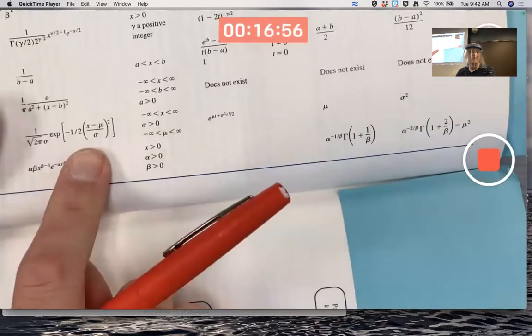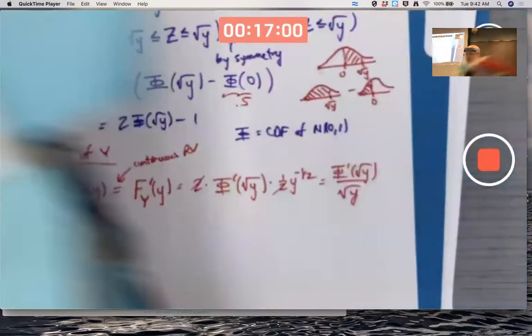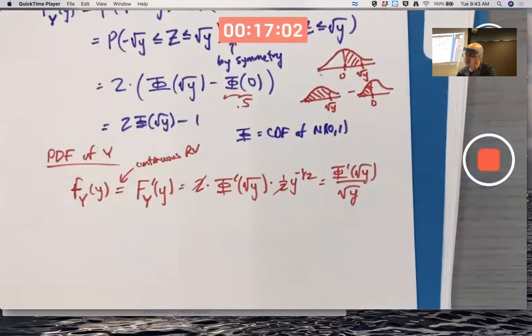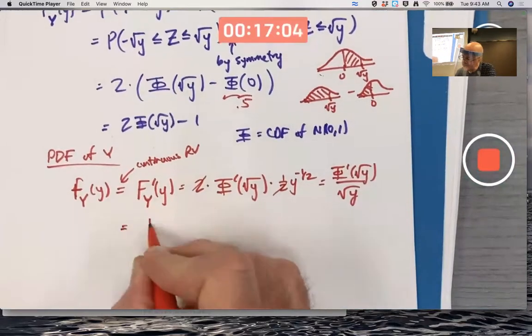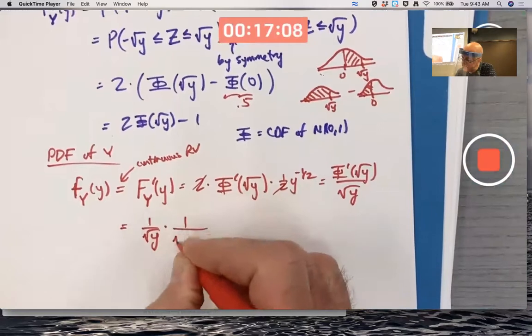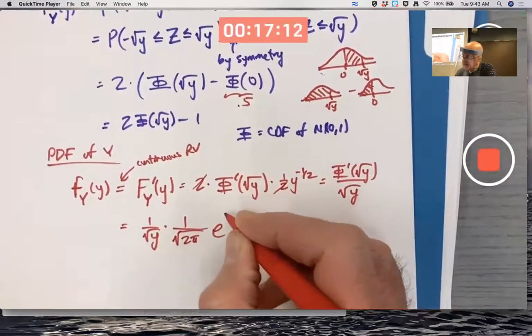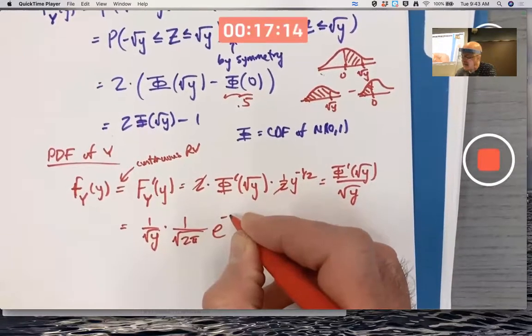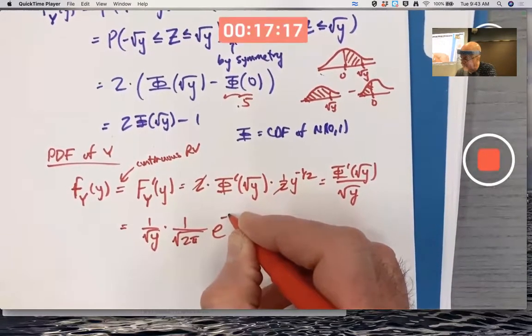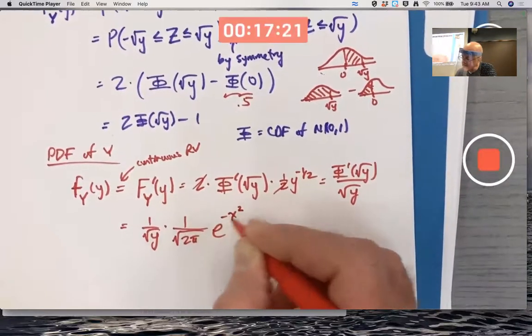this function when mu is 0 and sigma is 1. Let's write it as e to a power. I'll bring this 1 over square root of y out in front. 1 over square root of y times, from the table, 1 over square root of 2 pi e to the negative x minus 0 squared, which would be just negative x squared. Or, excuse me, sorry, mistake.